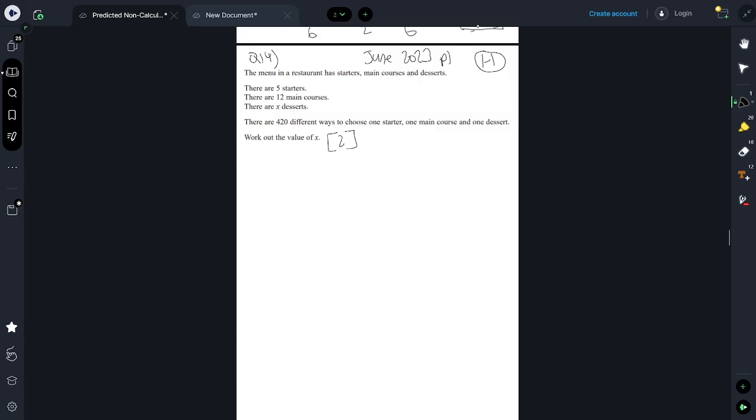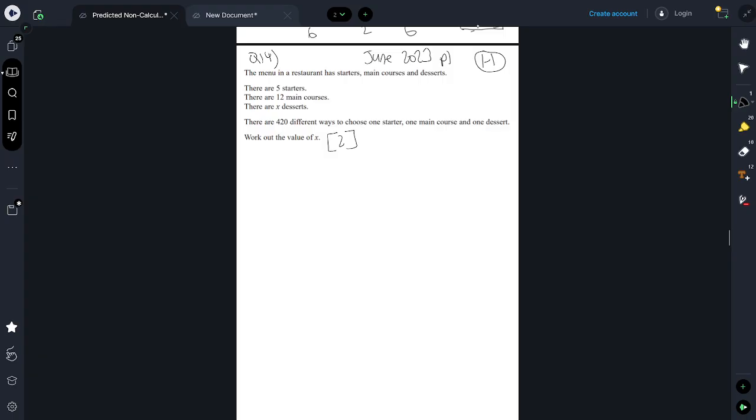Okay, on question 14, we have a counting question. The menu in the restaurant has starters, main courses, and desserts: 5 starters, 12 main courses, and x desserts. And there are 420 ways of picking a starter, a main course, and a dessert. Find x. It's a counting question because we need to find combinations of different ways of choosing stuff. For GCSE anyway, the main idea is to separate it into lists. So a starter, a main course and a dessert are 3 different lists.